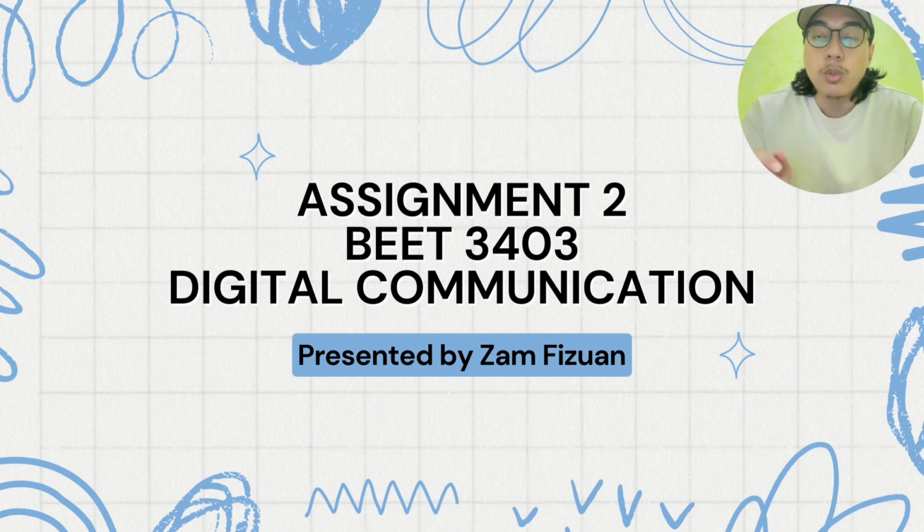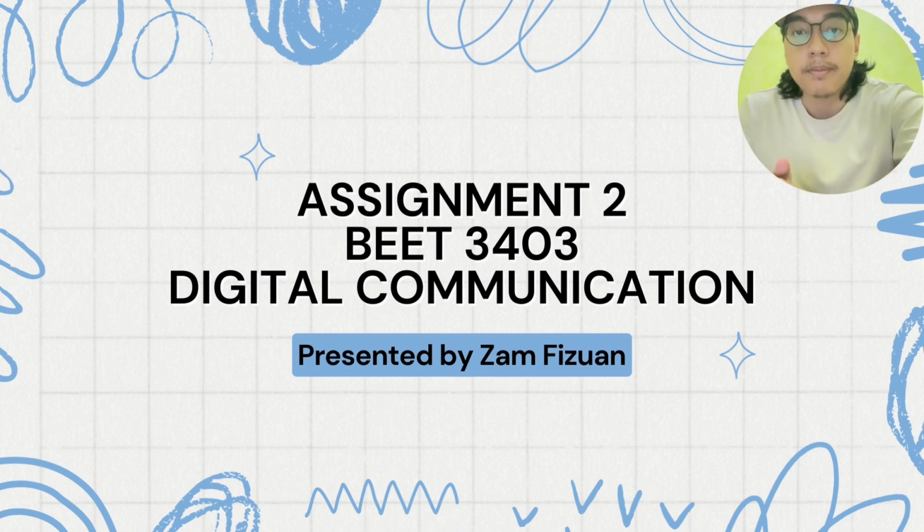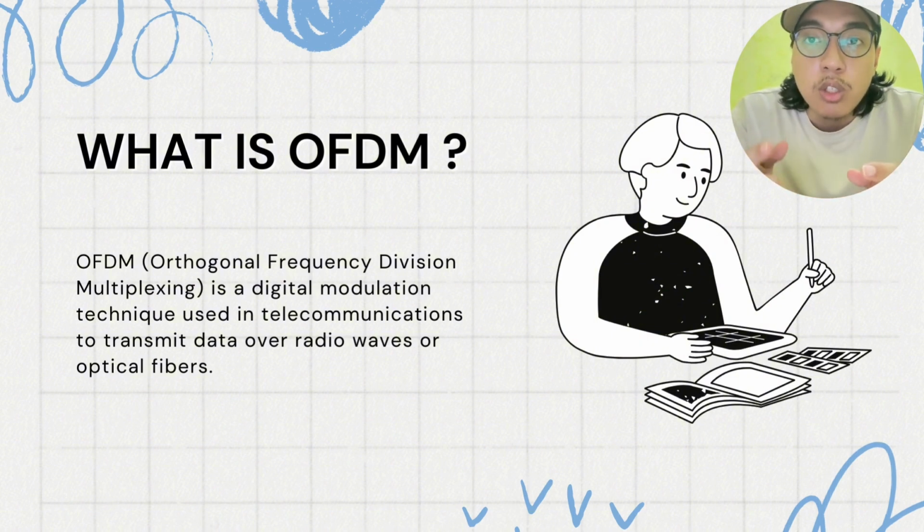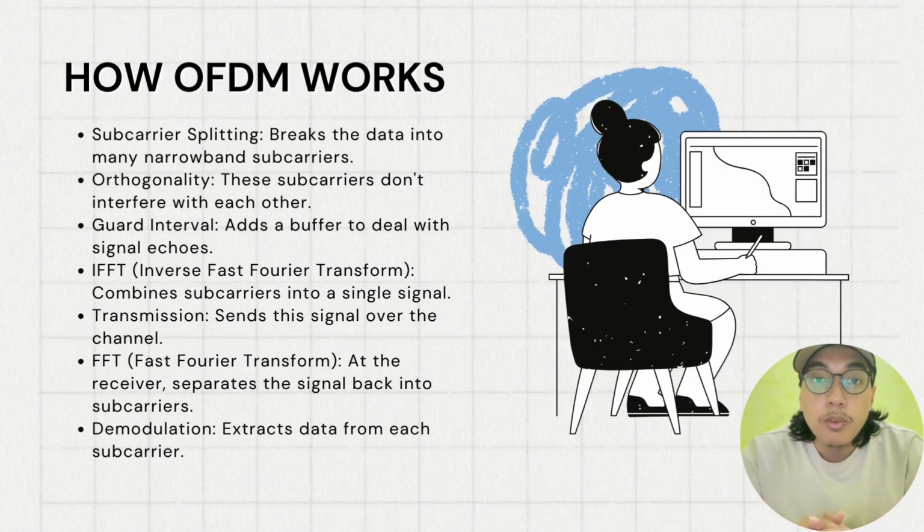B08221462. So for today, I want to present about assignment 2, subject BEET3403, Digital Communication. So firstly, what is OFDM? OFDM is Orthogonal Frequency Division Multiplexing, a digital modulation technique used in telecommunication to transmit data over radio wave or optical fibers.